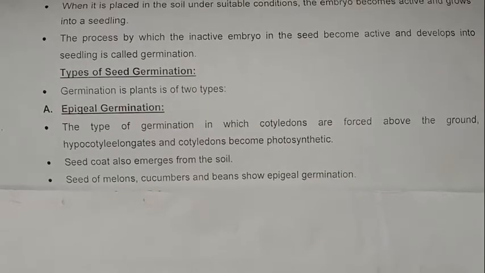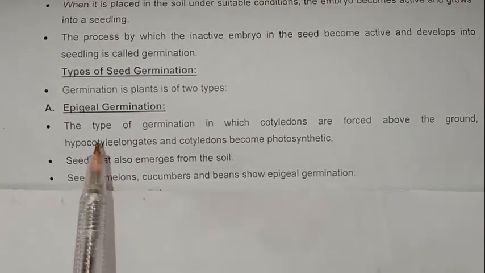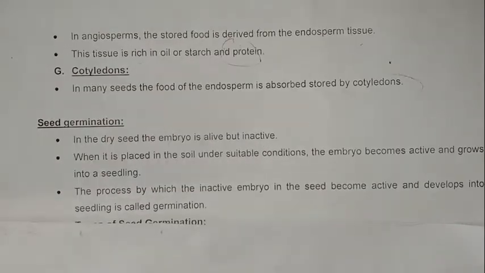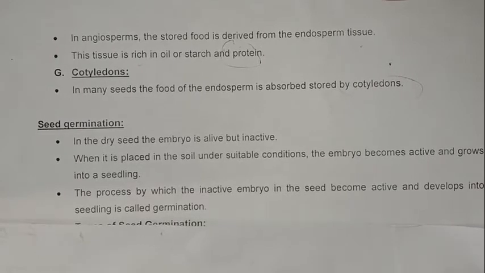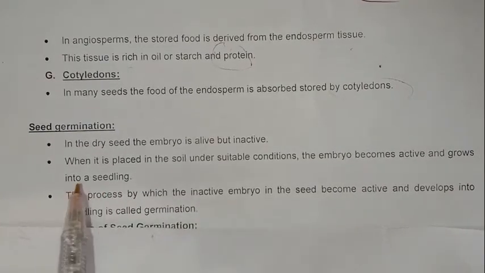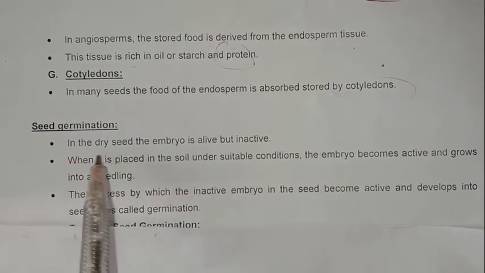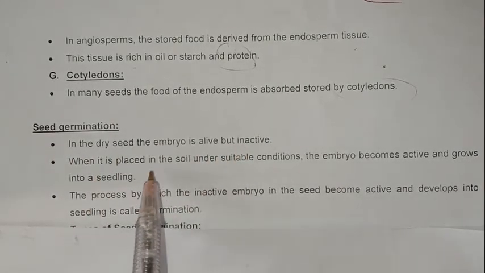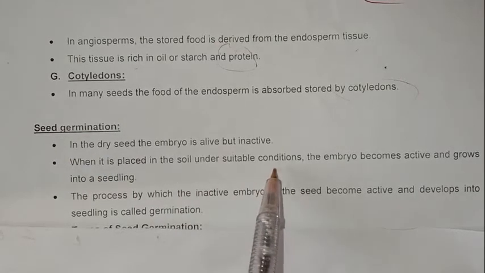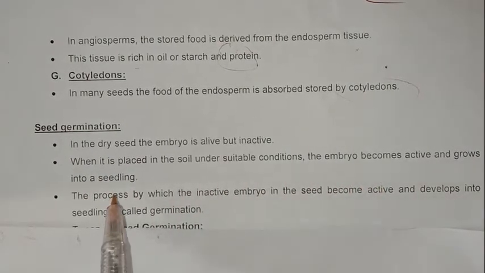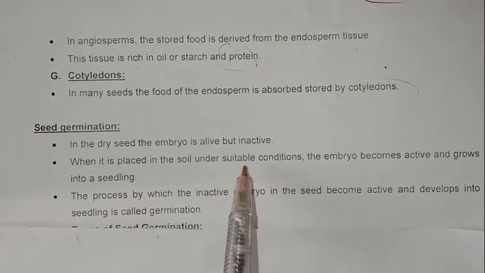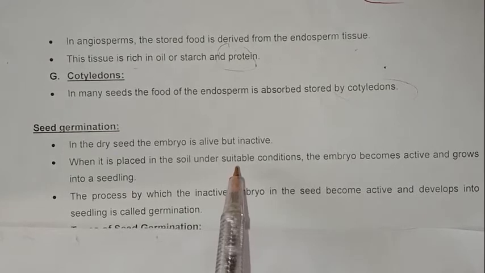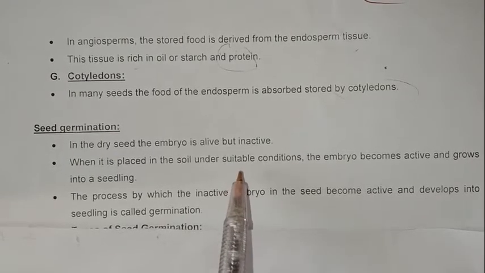Now the second part of this lecture, seed germination. Before discussing it, first we will define seed germination. In the dry seed, the embryo is alive but inactive. When it is placed in the soil under suitable conditions, the embryo becomes active and grows into a seedling. Suitable conditions means a favorable environment for seed germination, in the sense of suitable temperature, suitable soil, and climate.